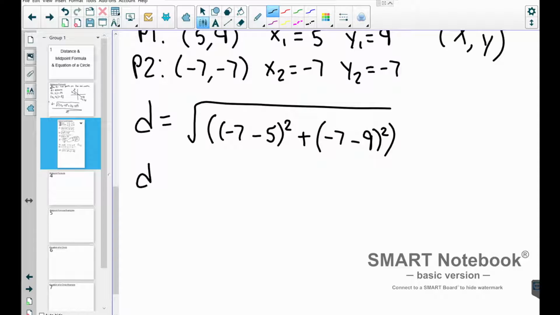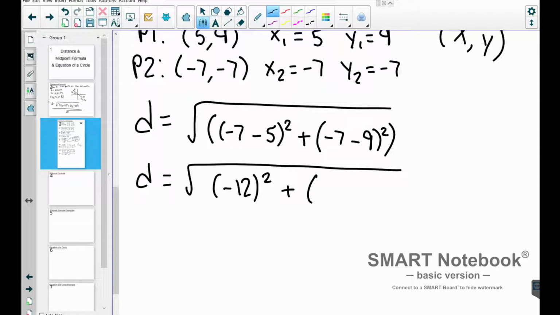So let's combine terms and see what we get. So we have -7 minus 5. That's going to get us -12. Make sure you put that square on there because we still haven't squared it out. Then we have -7 minus 9, which is going to give us -16 squared.